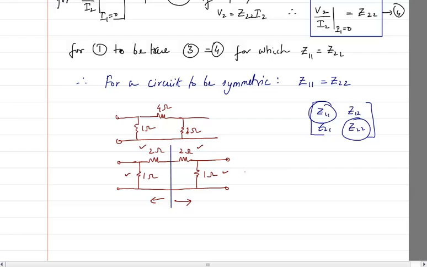So the circuit looks symmetrical about this axis. So this I will call as the axis of symmetry. On either side of this axis, you will find that the circuit looks exactly like the mirror image of the other. So for any circuit where you are able to find a line, an axis of symmetry, across which the circuit has a mirror image of each other, that circuit is called a symmetrical circuit.